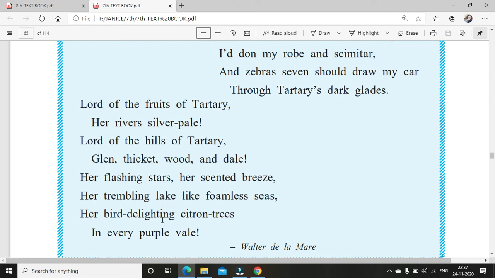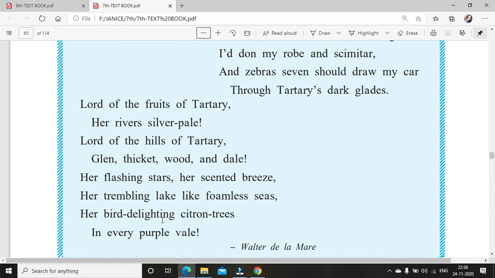A bird delighting in citron trees. Citron is all lemon, maybe orange, maybe sweet lime, maybe limes, maybe grapefruit. All these are lemon flavored fruits. So, a bird delighting in citron trees. The tree is so full of fruits that even the birds enjoy sitting on the tree. In every purple vale. Vale is a valley, as I told you. So what is the color of the valley? It is going to be purple. So every purple vale means every valley that is purple, there will be birds who enjoy sitting on the citron trees.